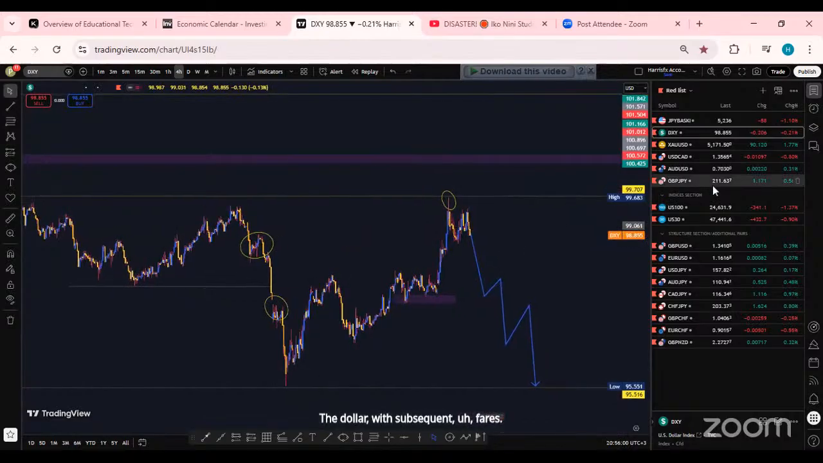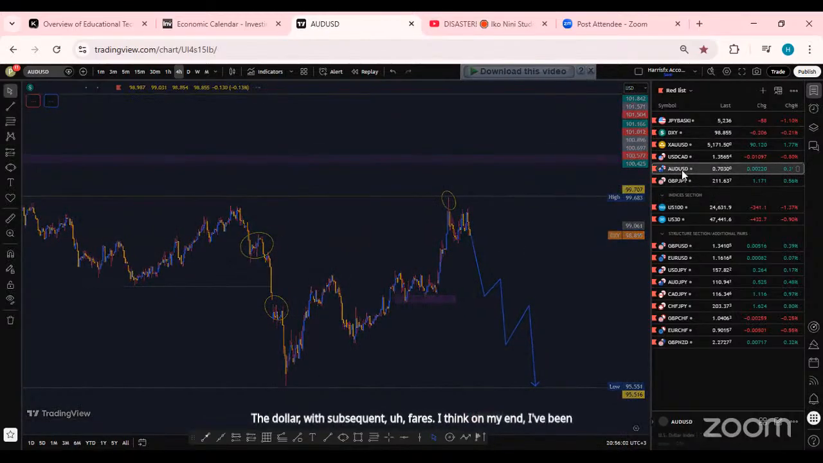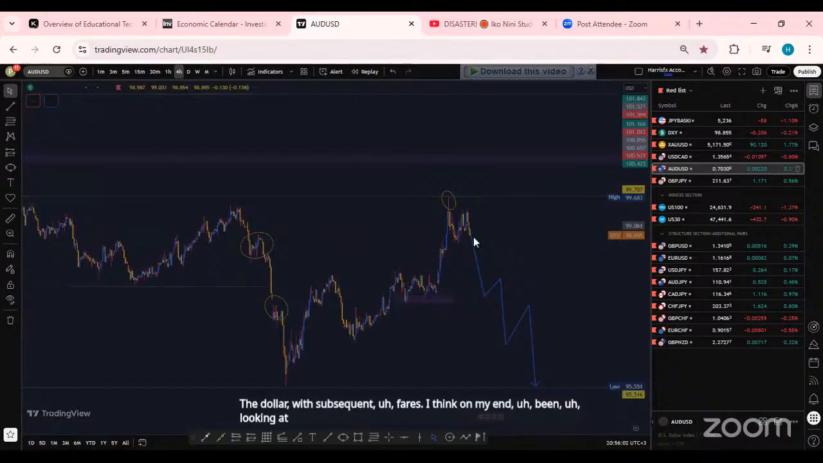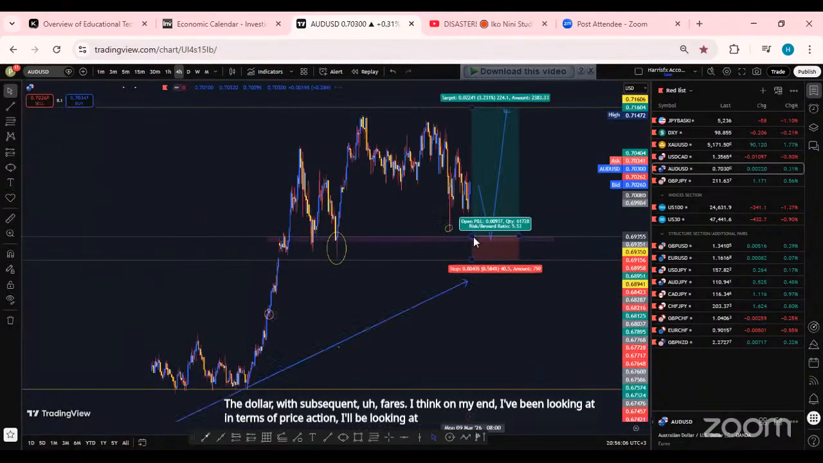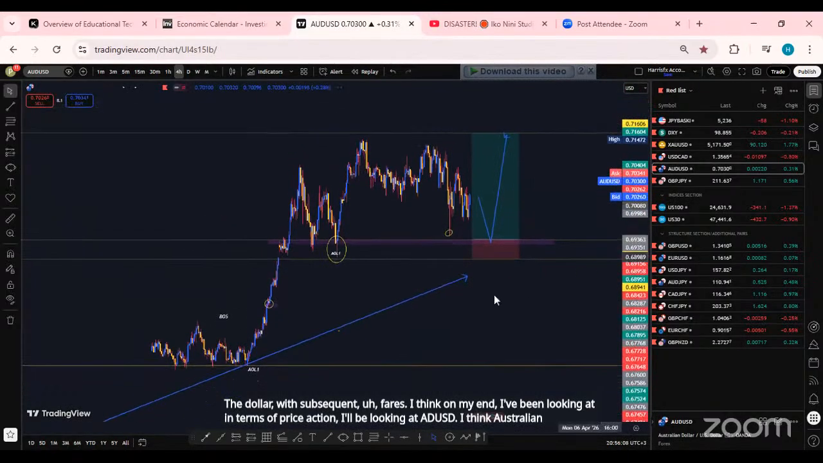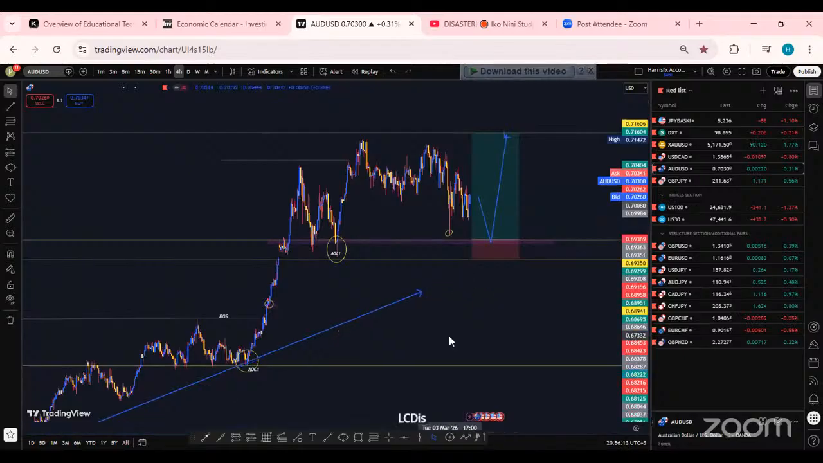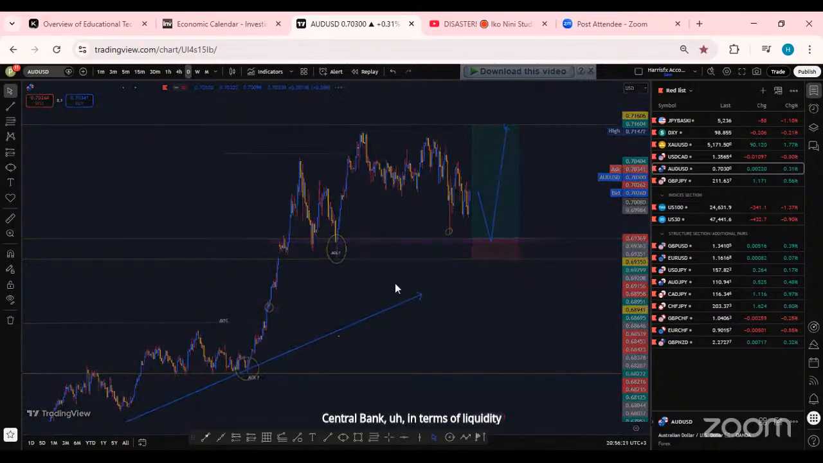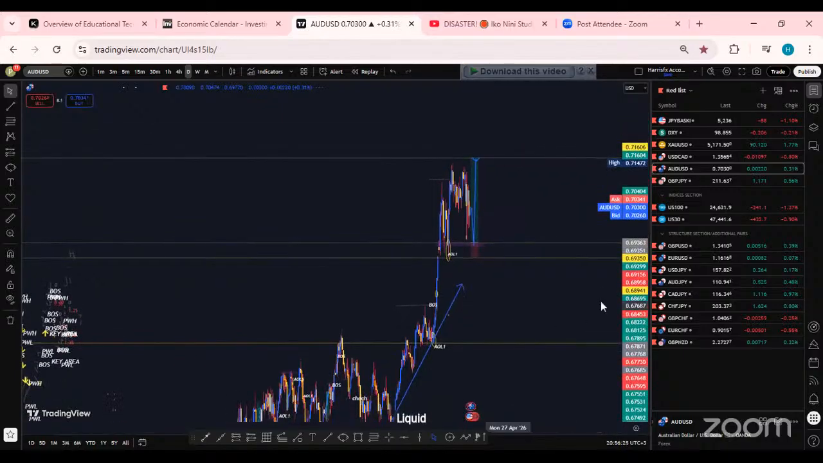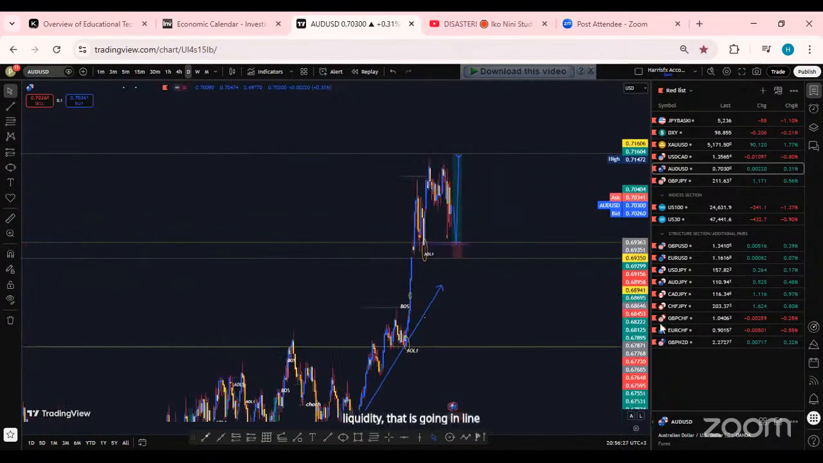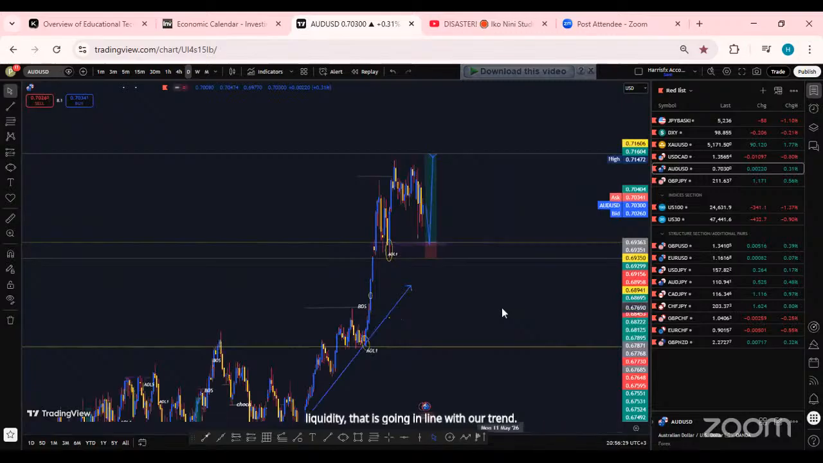On my end, in terms of price action, I'll be looking at AUD USD. I think the Australian dollar has been the strongest currency this first quarter due to its policies and its hawkish central bank. In terms of liquidity, you have a nice area of liquidity that is going in line with our trend, marked there.